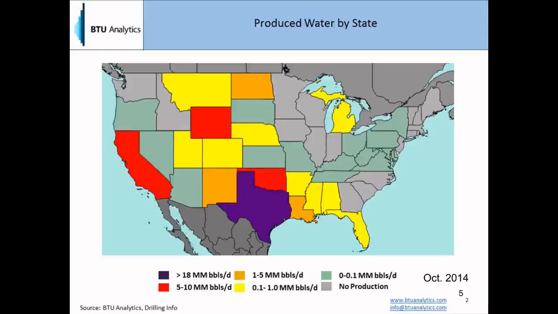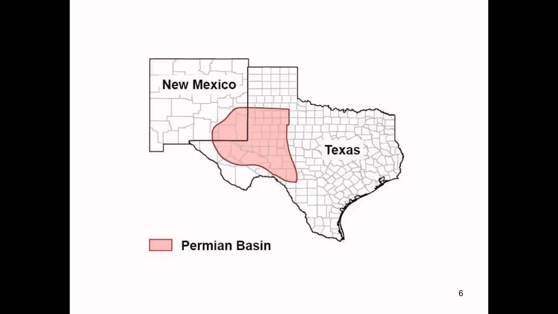Here's an illustration of the United States and the different states where oil and gas is produced, and as you can see, Texas is the largest of the states where produced water is generated. Oklahoma, Texas, California, and Wyoming are the four largest states where produced water is produced. And in Texas, the Permian Basin, which is in West Texas and also extends into the southeast area of New Mexico, is the largest oil and gas producing region in the United States.